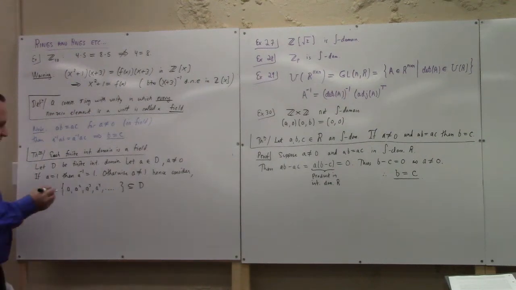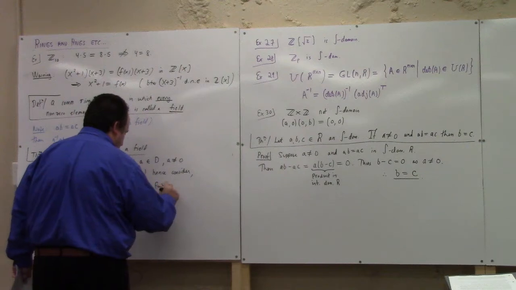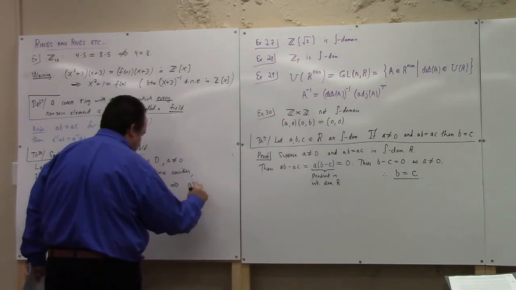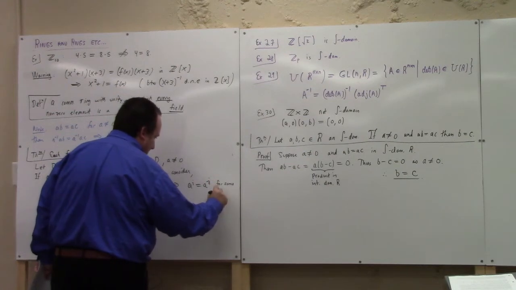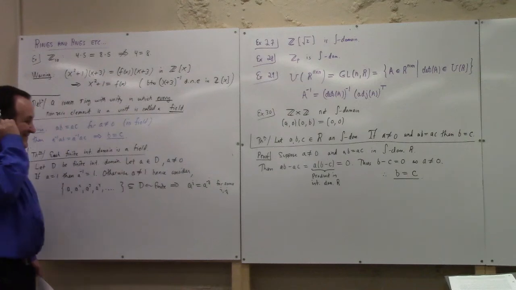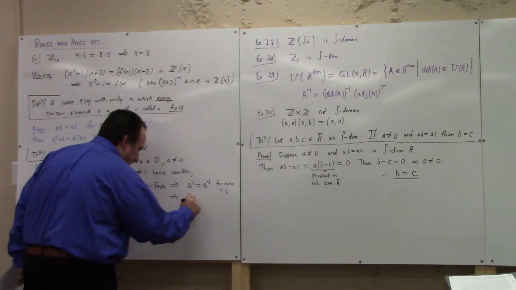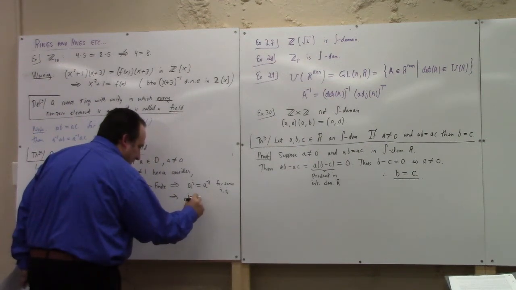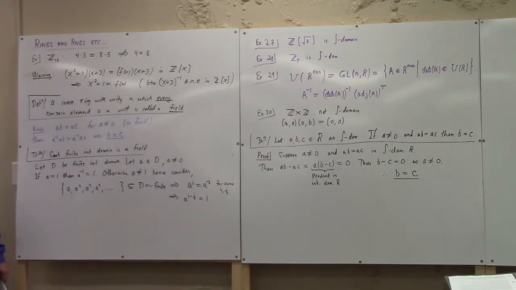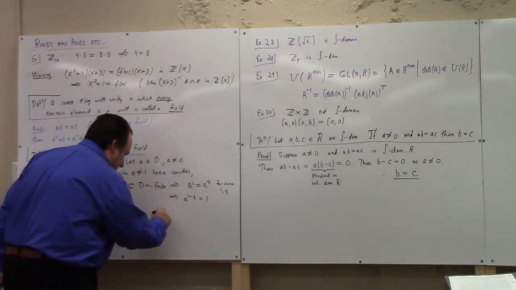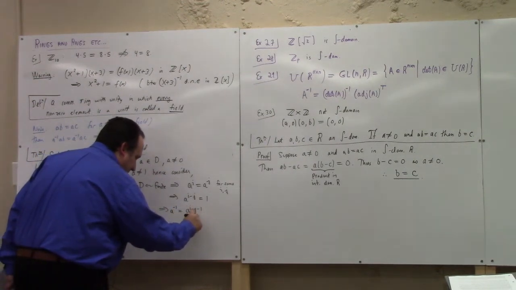So if you think about that for a second, finite implies that A to the I is equal to A to the J for some I and J. But what does that say? That says that A to the I minus J is equal to 1, which of course says that A inverse is equal to A to the I minus J minus 1.